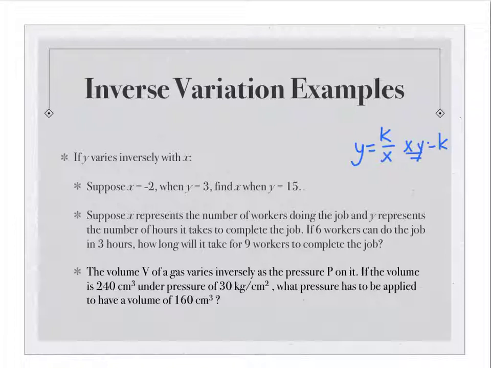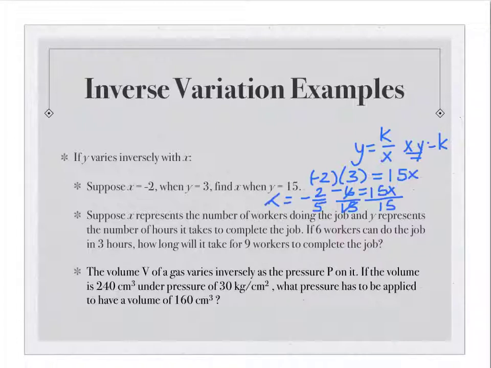I can also use that in an equation format. I can say X1 Y1 equals X2 Y2. Or in this case, rather than 1s and 2s and X's and Y's, I can just go ahead and plug in the numbers. So -2 and 3 are a pair. They go together. So -2 times 3 equals X times 15, or 15X. So I have -6 equals 15X. So I'm going to divide by 15 on each side, simplifying by dividing both of those numbers by 3, giving me -2/5. So -2/5 is equal to X.